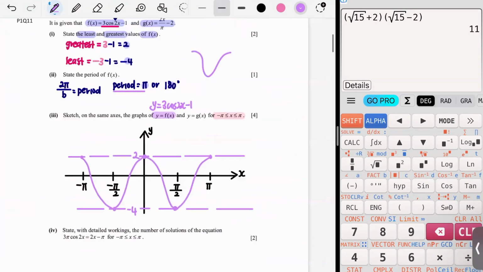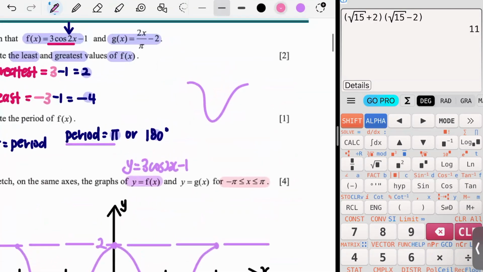All right. Then after that, this one, a lot of us were stuck at this one because we didn't know what this is. Like, what is this? Sine graph, cosine graph? No, this is actually a straight line, right? Because it looks like a y equals mx plus c kind of thing. So what I have here is, this is y equals 2x over pi minus 2.